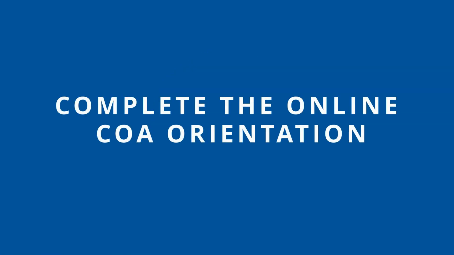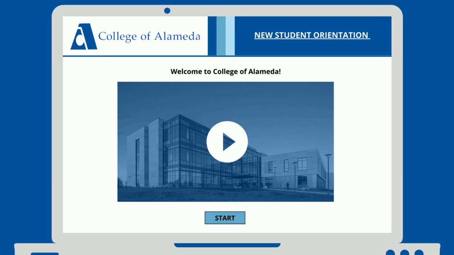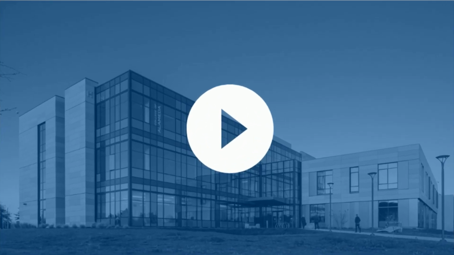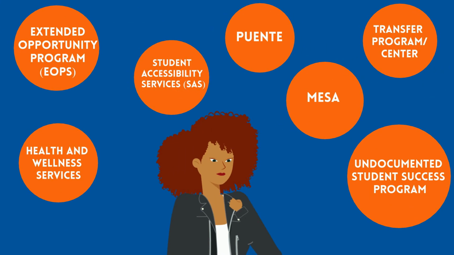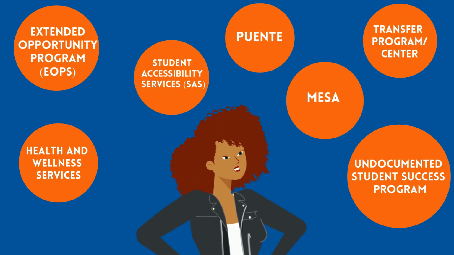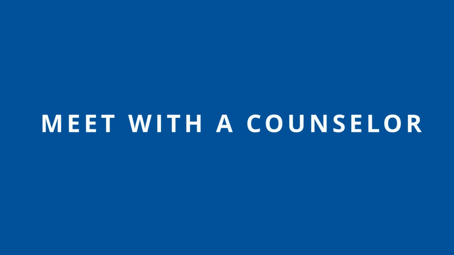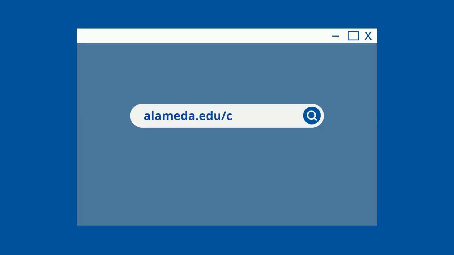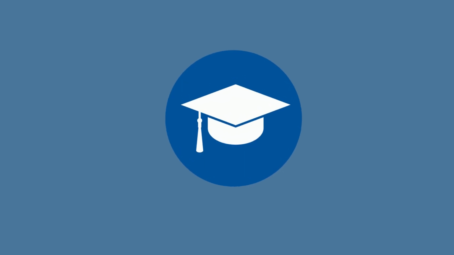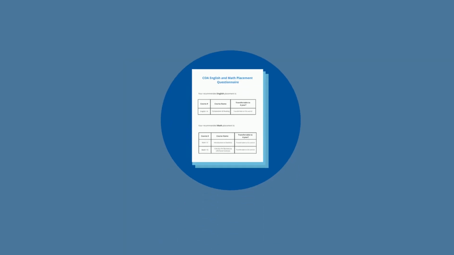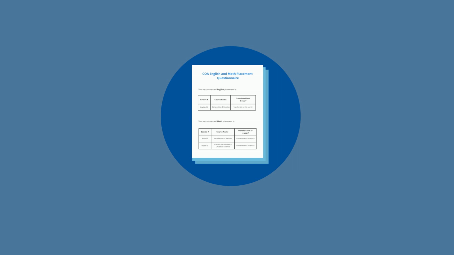Step 4. Complete the online COA orientation. This virtual introduction to COA will help you learn about the COA community, resources, and services available to our students. Visit the link below for more information. Step 5. Meet with a counselor. Make an appointment with a counselor to help you plan your classes to help you meet your educational goals. Bring a screenshot of your placement results.